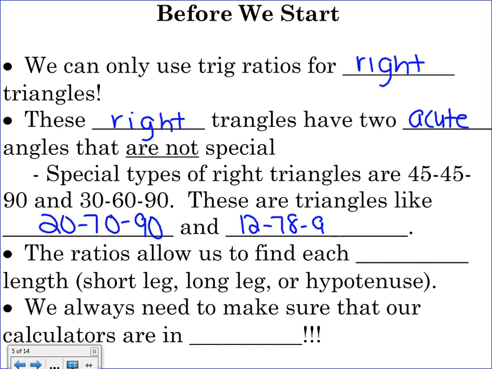Any other type of right triangle, meaning that the 90-degree angles would have to be in there, because 90 degrees is a right angle, and the acute angles would add up to be 90 degrees. This talks about any other type of right triangle. So the ratios then allow us to find each side of the triangle. So we're talking the short leg, the long leg, and or the hypotenuse. If we know one of those sides and we know one of the angles other than 90 degrees, we can solve for the other sides of every triangle. And we always need to make sure, again, real important, we always need to make sure that our calculators are in degrees.